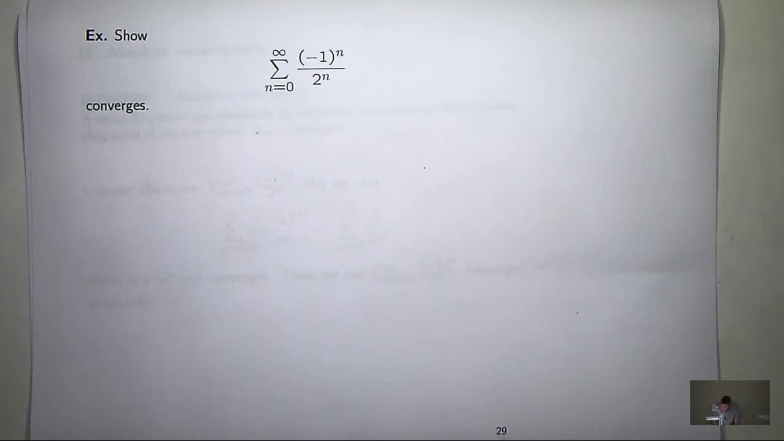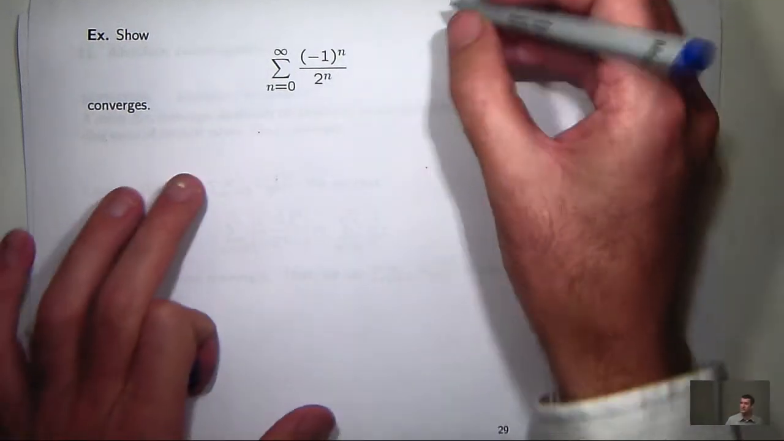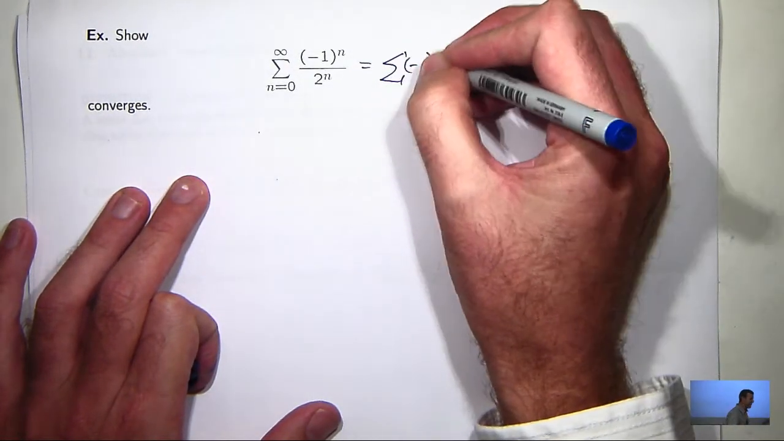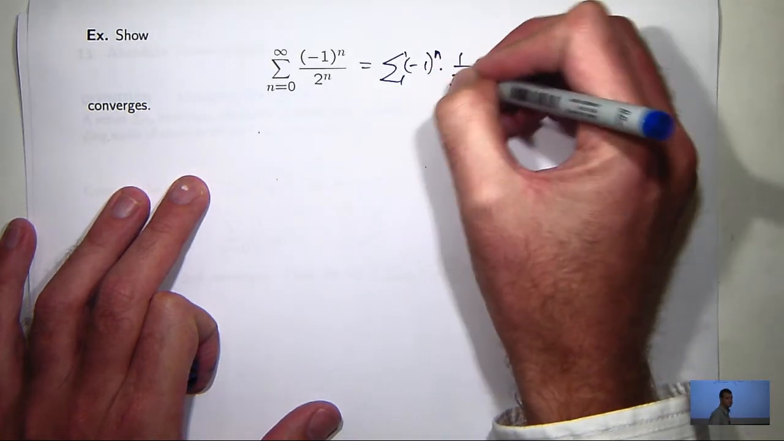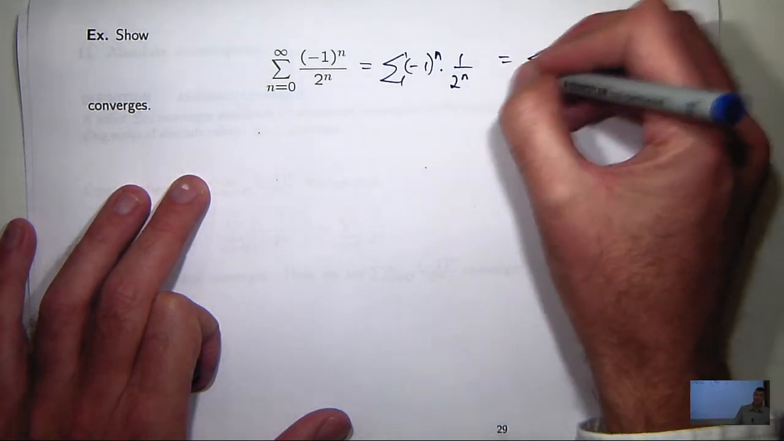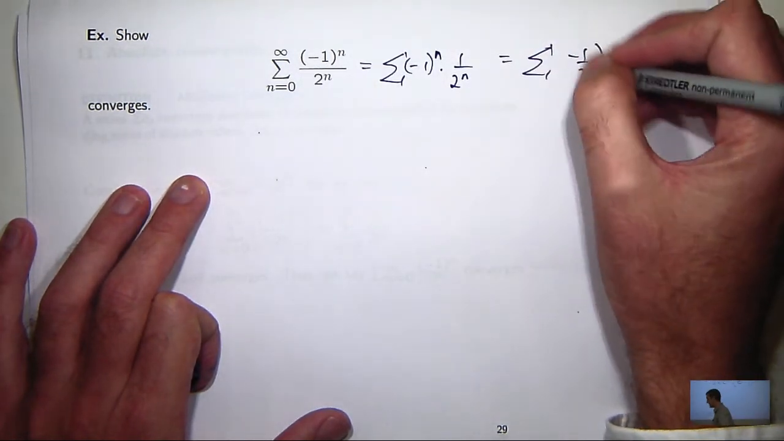People see this and they go, oh, it's an alternating series test. It's even simpler than that. Can anyone see it? It's a special kind of series that you would have seen at school. It's a geometric series. Okay? So, as a little side note, we can write it like this. But we can also write it like this.